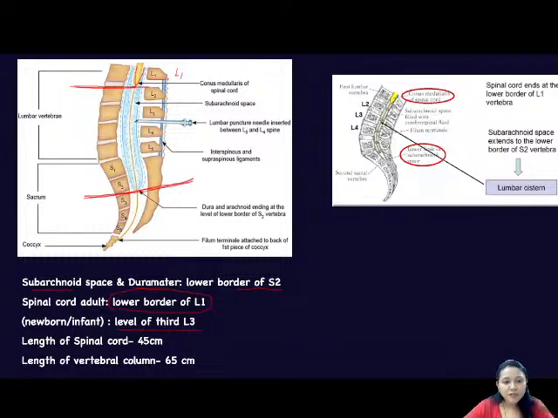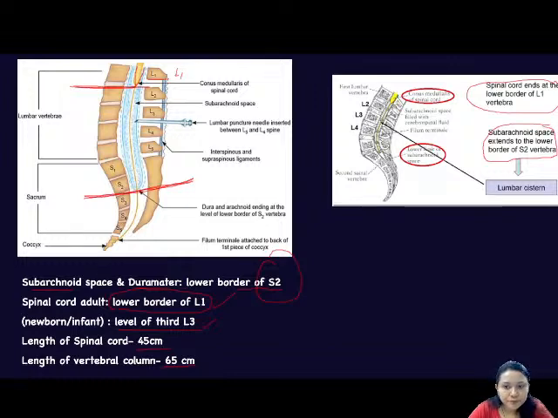So if they ask you about the extension of the subarachnoid space, which they have asked this time, next time they might ask you about the extension of the dura mater. Both answers are the lower border of S2. For spinal cord in adult it is lower border of L1. For newborn it is lower border of L3. The length of the spinal cord is 45 centimeters and the length of the vertebral column is 65 centimeters. So the spinal cord will end at the lower border of L1, and the subarachnoid space and the dura will end at the lower border of S2, where you will have the lumbar cistern.